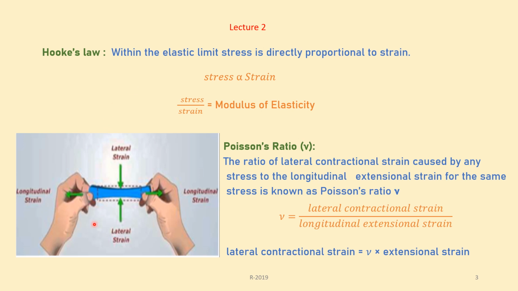Students, you can see in this diagram, trying to stretch a band. So there is a longitudinal strain. Simultaneously, for the stress applied, there is a lateral contractional strain. So this ratio, lateral contractional strain to the longitudinal extensional strain, is called Poisson's ratio.